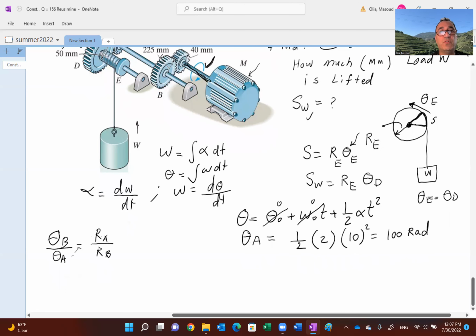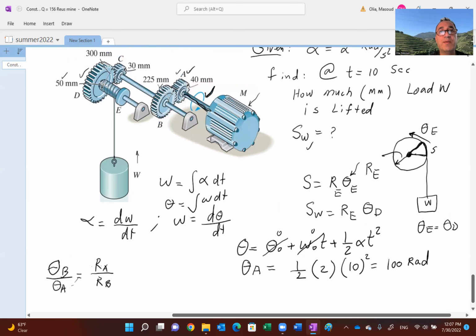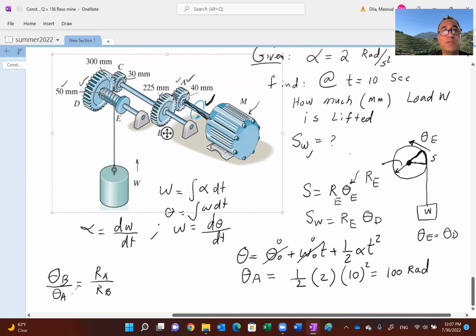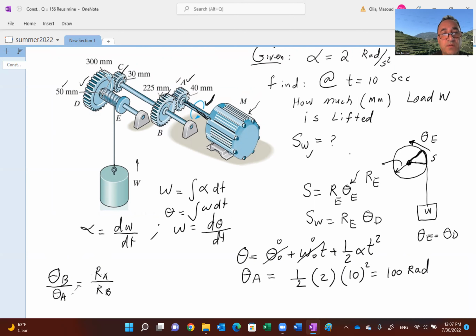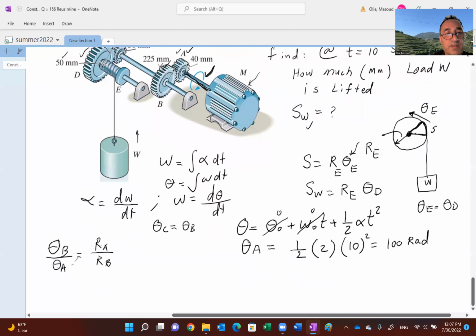Also, notice that theta B and theta C are the same. You could make a note here that theta C is the same as theta B, right? How much B and C are going is going to be the same in terms of the angular rotation. So now I'm going to do one more gear ratio between gear C and D. And so that is theta sub D. Remember, I eventually want to find theta sub D, right?